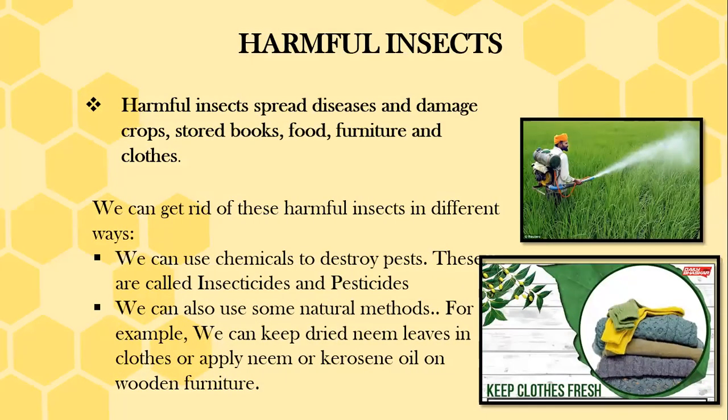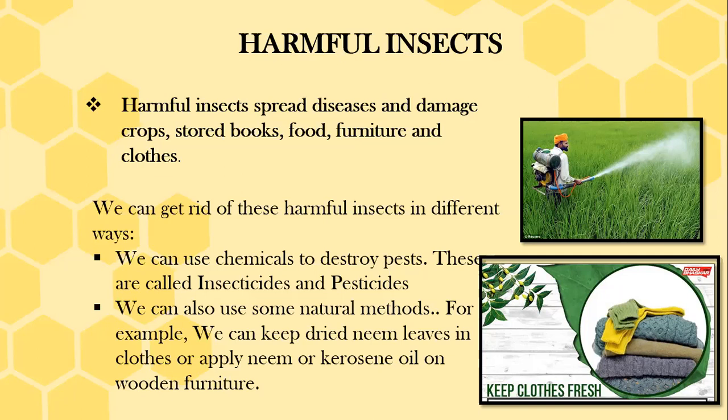Now, harmful insects spread disease and damage crops, stored books, food, furniture, and clothes. We can get rid of these harmful insects in different ways. How? There are many ways we can get rid of harmful insects. We can use chemicals to destroy pests. These are called insecticides and pesticides. In fields, you must have seen farmers spray insecticide so that no insects attack their crops. Okay. We can also use some natural methods.